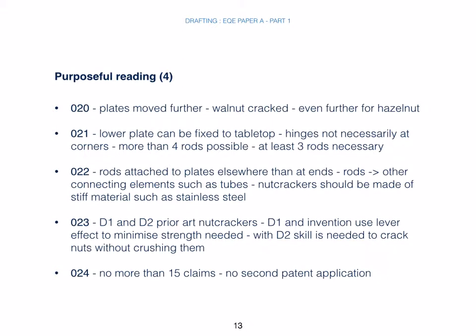So I noted for paragraph 23 that D1 and D2 are prior art nutcrackers. D1 and the client's invention use a lever effect to minimize the strength needed, and with the D2 nutcracker, skill is needed to crack nuts without crushing them.